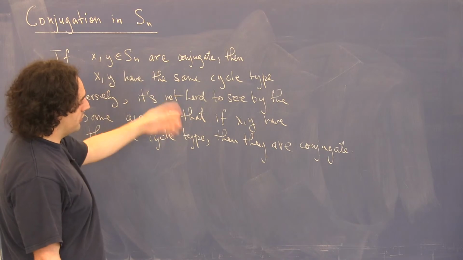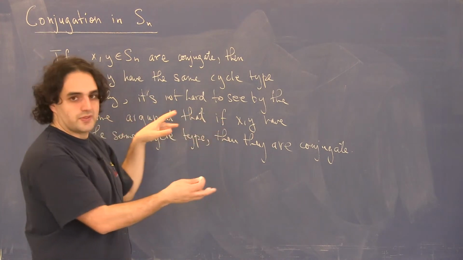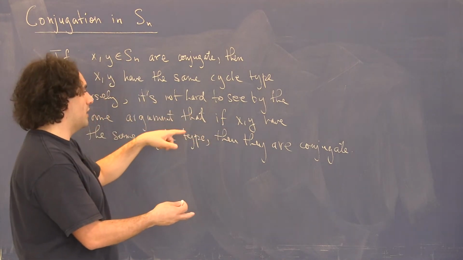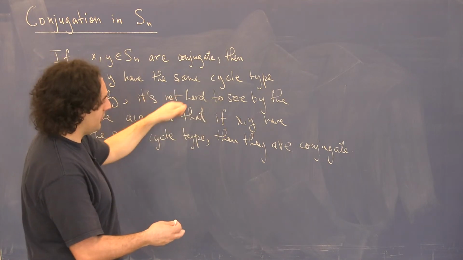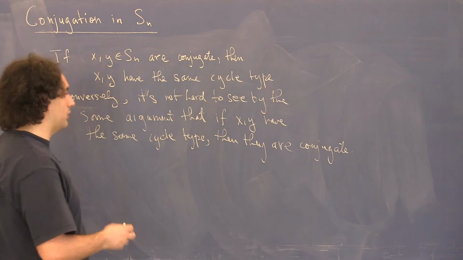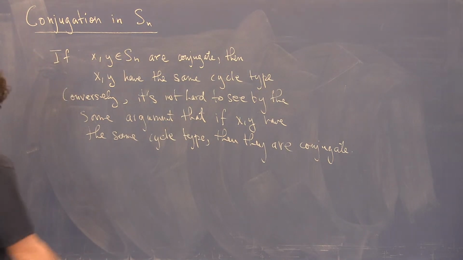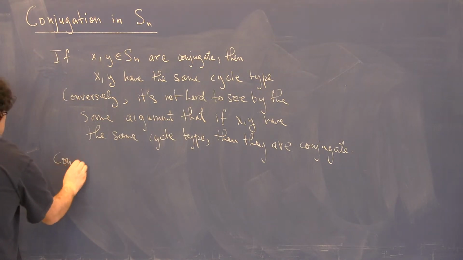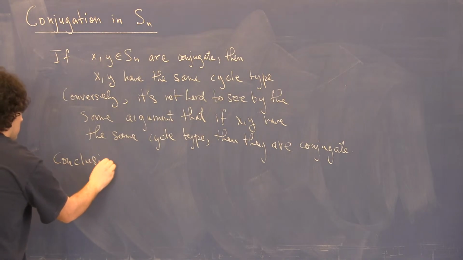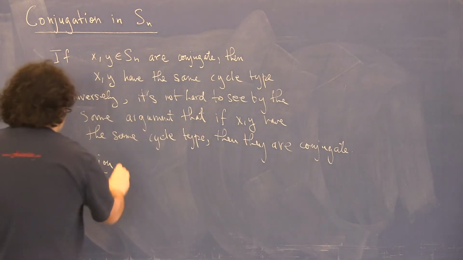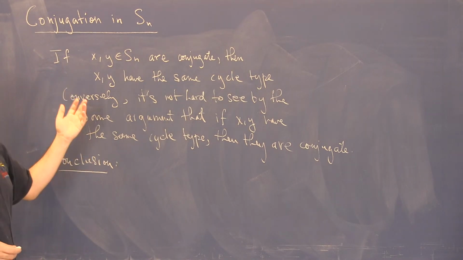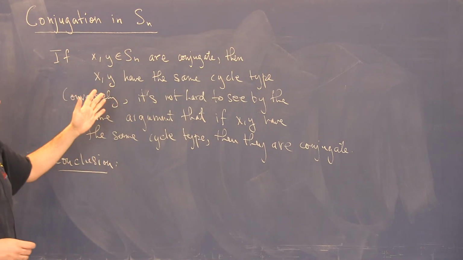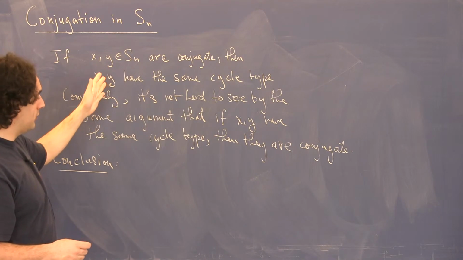But we would use what we did above. So we decompose them into cycles, and then we say, oh, we want a sigma that maps this to this according to what's going on inside the cycles. Okay, but so the conclusion is that two elements in Sn are conjugate if and only if they have the same cycle type.